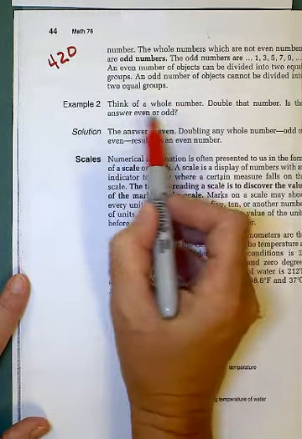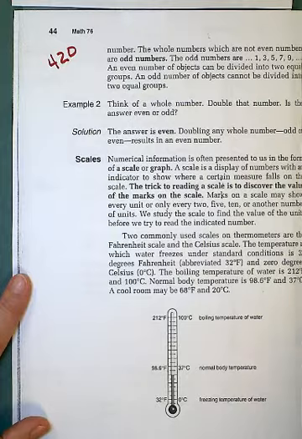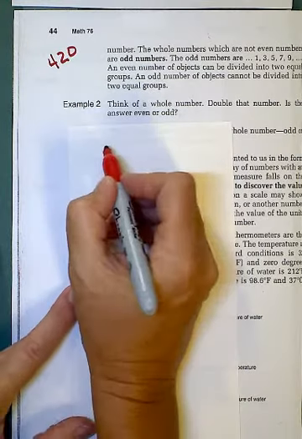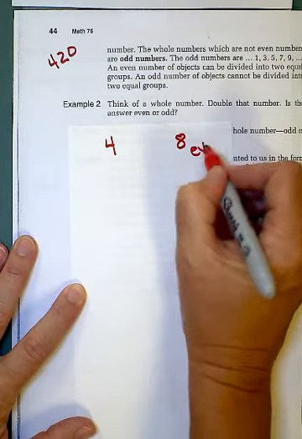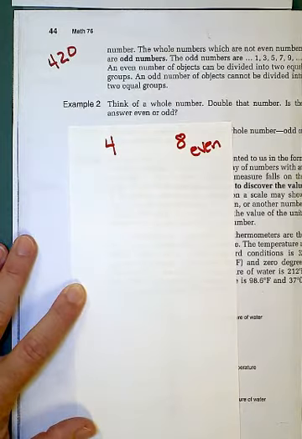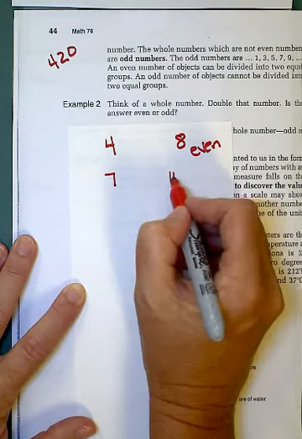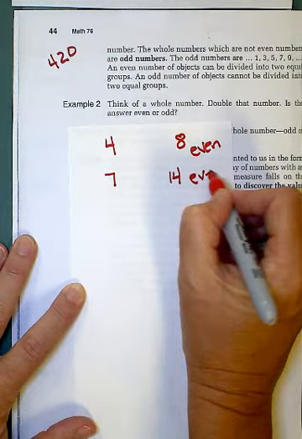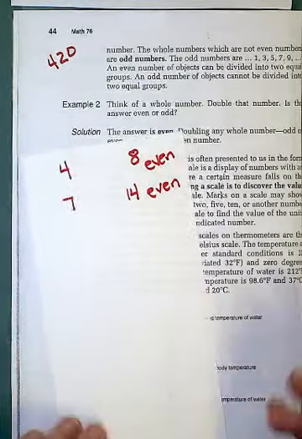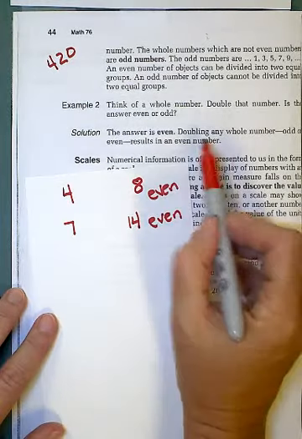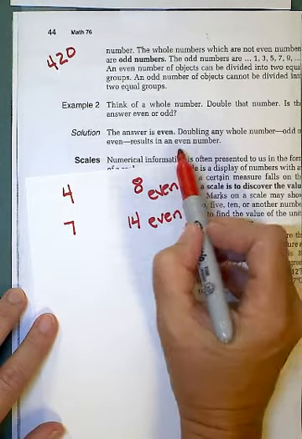Think of a whole number, any whole number, and then double it. Is it even or odd? Well, let's start with a whole number like 4. When we double it, it is 8, and that is definitely an even number. What happens if we start with an odd number? Let's try 7. When we double it, we come up with 14, and yes, it is also an even number. Therefore, the answer to example 2 is: the answer is always even. Doubling any whole number, whether it's odd or even, results in an even number.